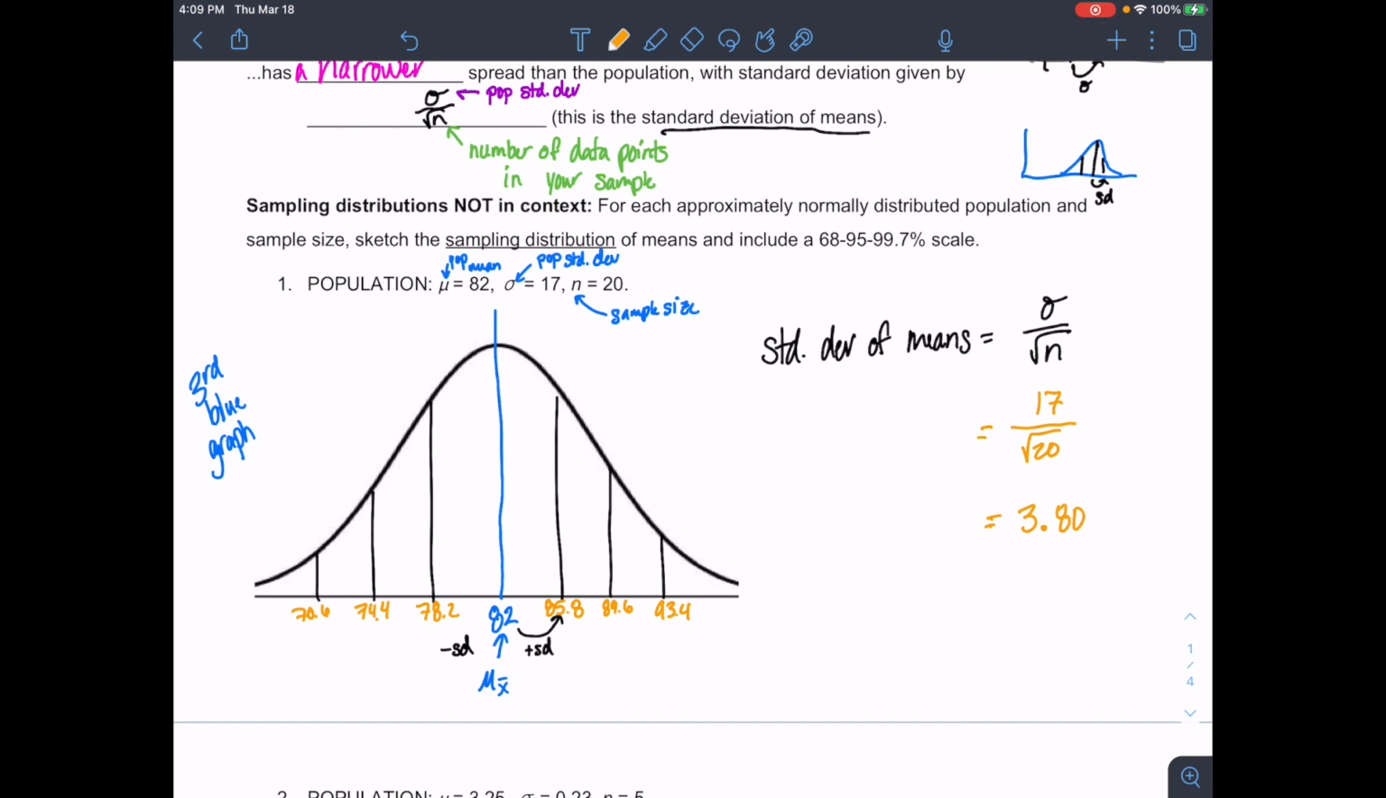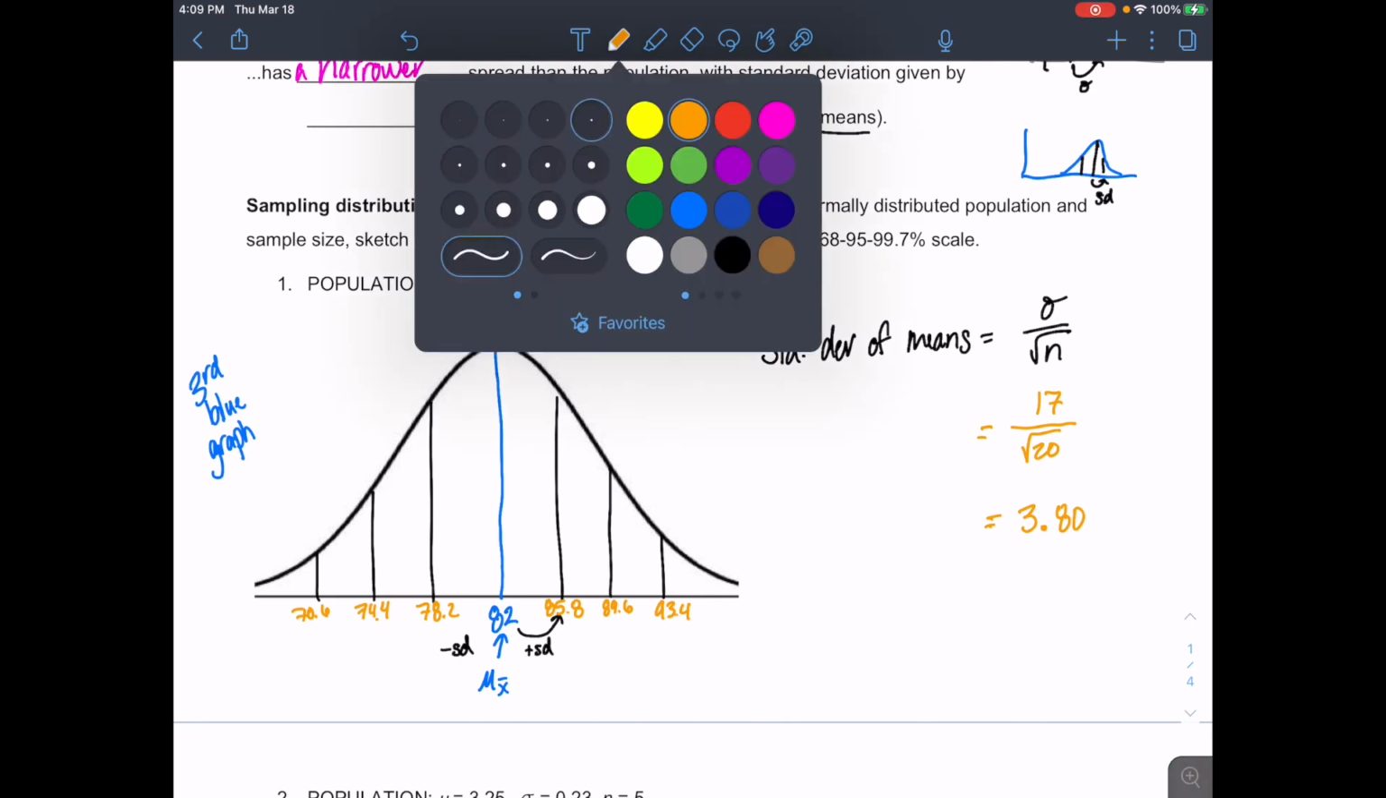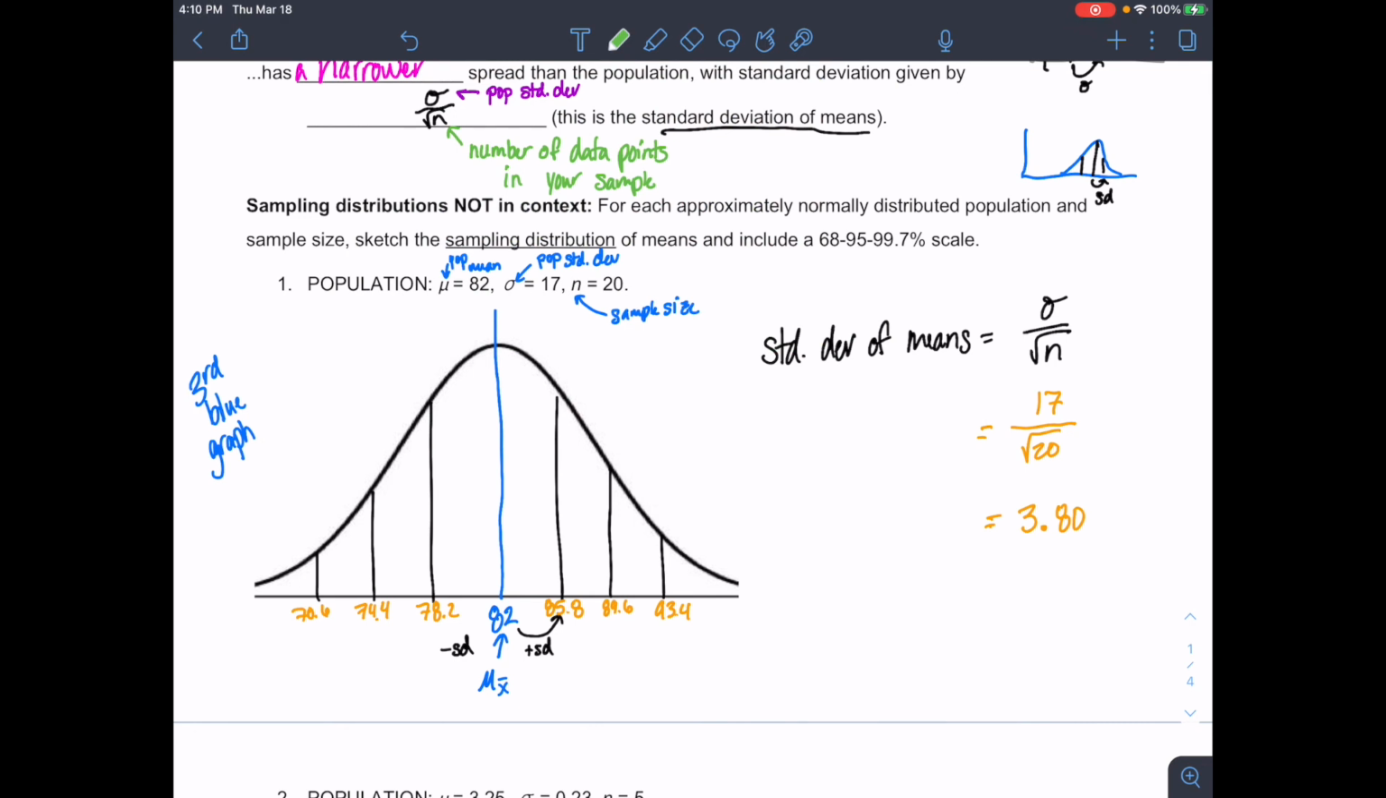And normal curves are really helpful because they have that 68, 95, 99.7% rule. So if you remember, oh, I don't remember which colors we used in class, but we have 68% of our sampling data existing within here. 95% of my sampling data, or of sample means, exists between 74.4 and 89.6. And then 99.7% of my sample means exists between 70.6 and 93.4. So when we get to problems later on that ask about the context, we'll need to use that 68, 95, 99.7% rule. And there you go.